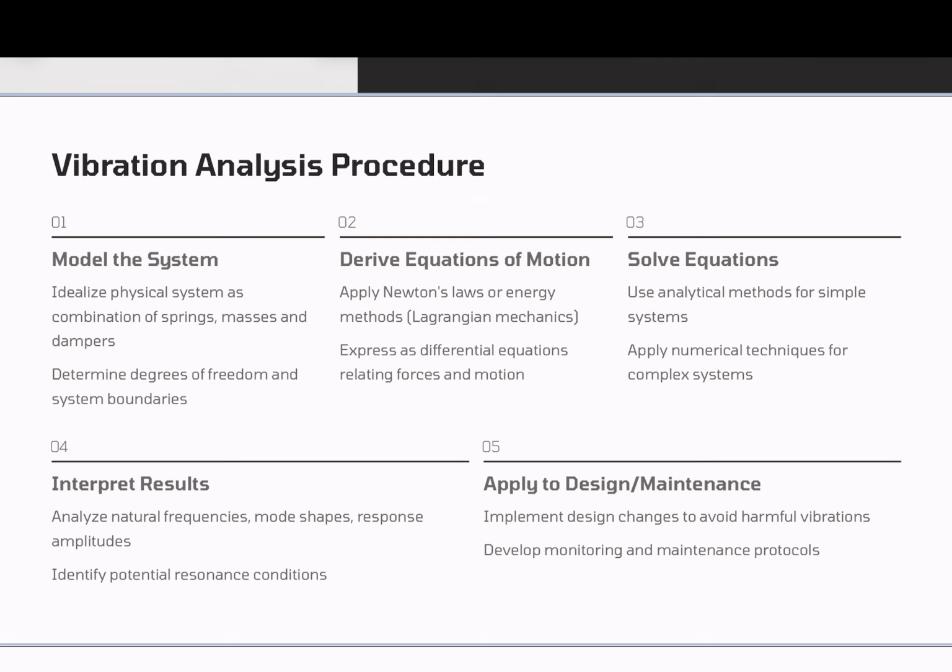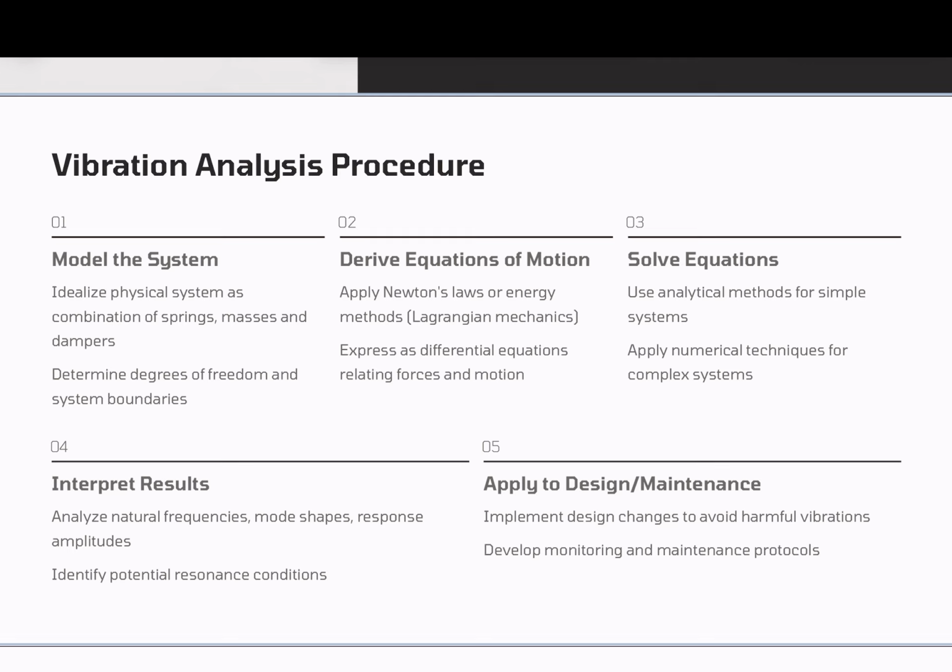Now let's look at how engineers actually analyze vibrations, the systematic procedure we follow. First, model the system. That means we simplify the physical structure into an ideal model made of masses, springs, and dampers. Determine the degrees of freedom and system boundaries. All this is to model the system.